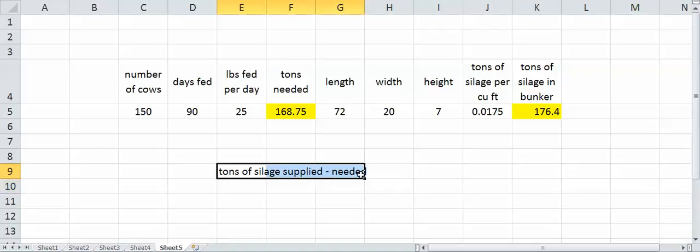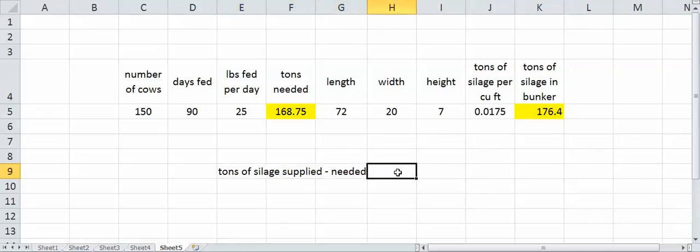I'm going to merge all those cells. I'm going to put my answer here just for fun. I'm going to say, what do I have minus what do I need? So I'm in good shape here. So as you can see, I can really easily manipulate this data. If I change number of cows, if I decide to buy more cows, okay, I'm going to be short of silage. So that's the neat thing about a spreadsheet. Again, we can manipulate data very, very quickly. So that was number 6.